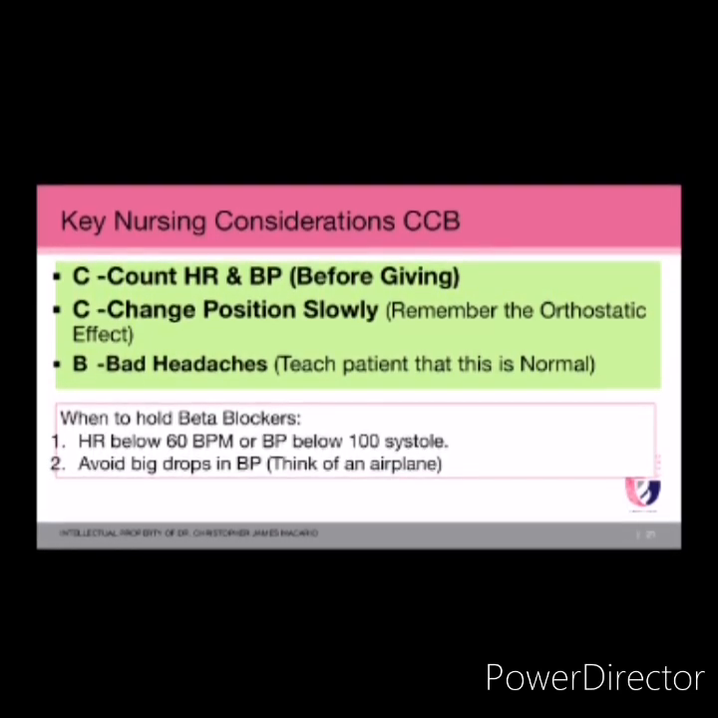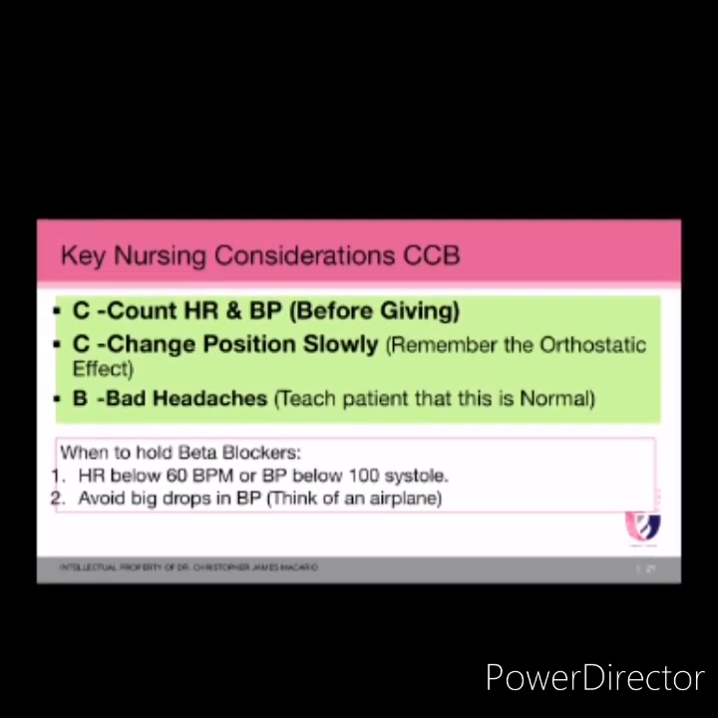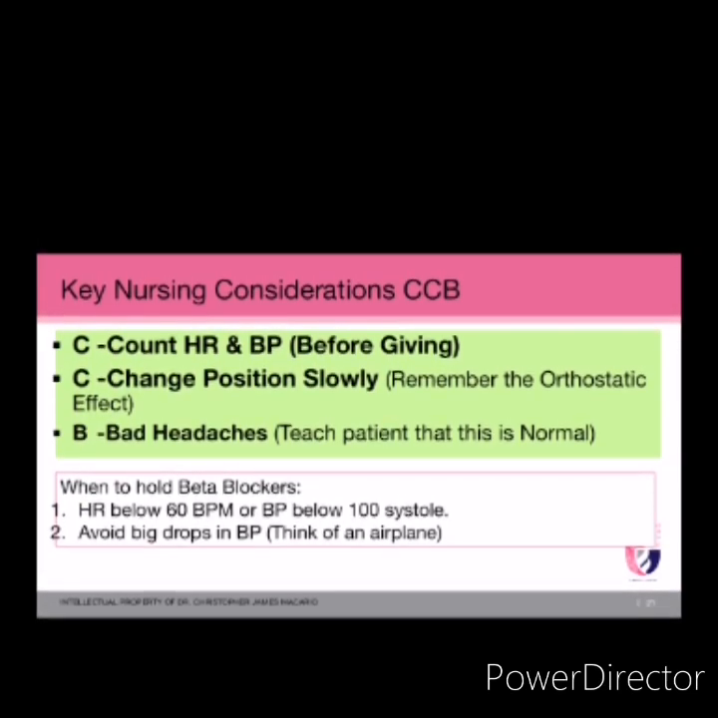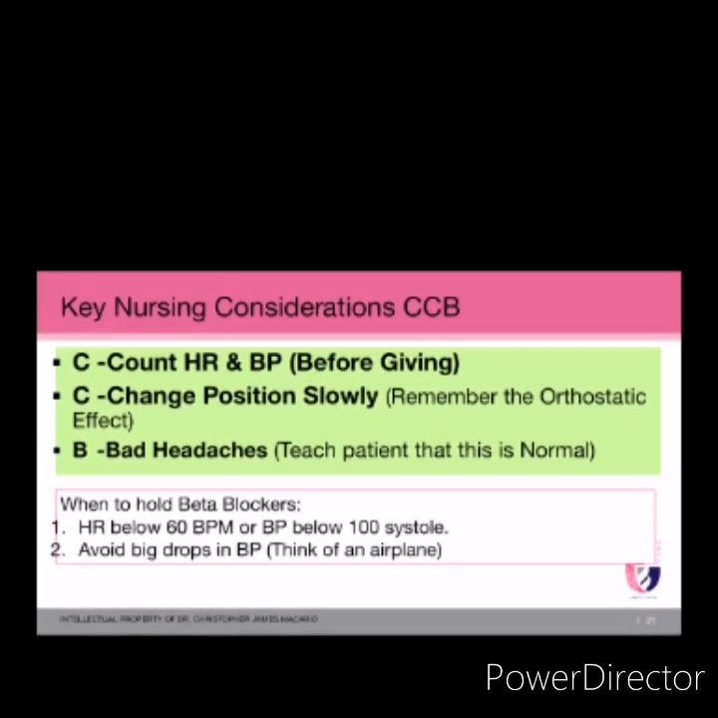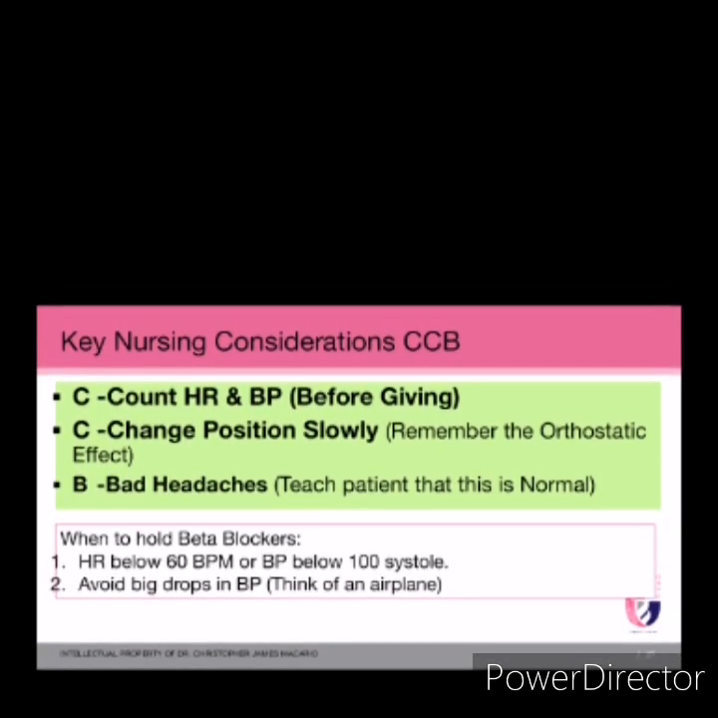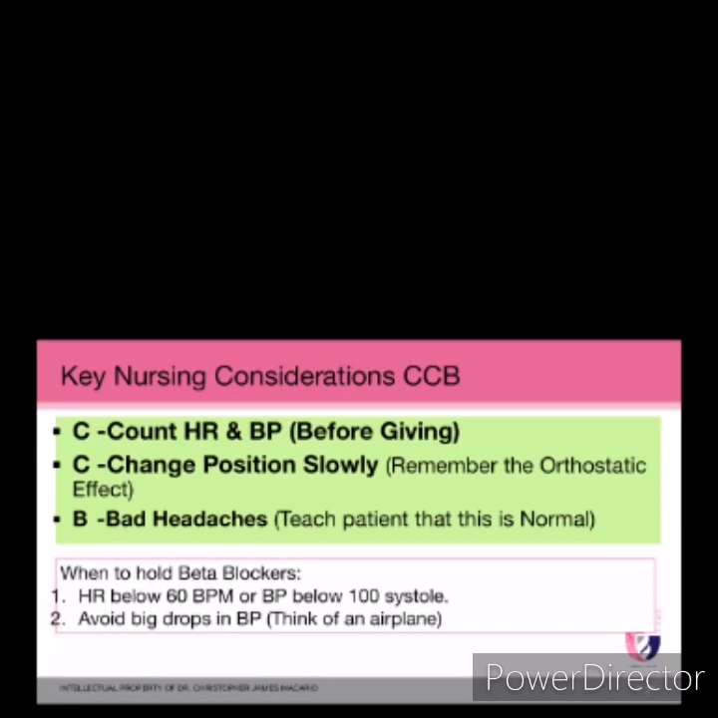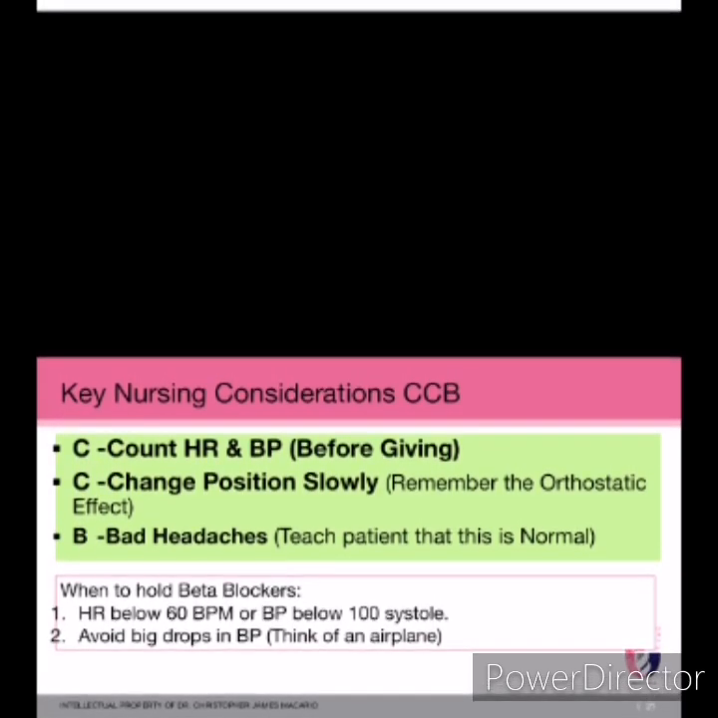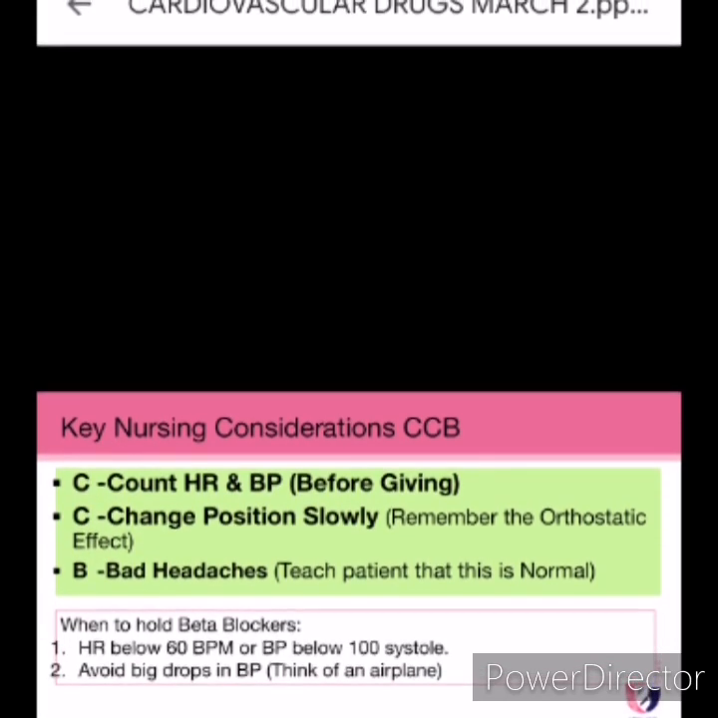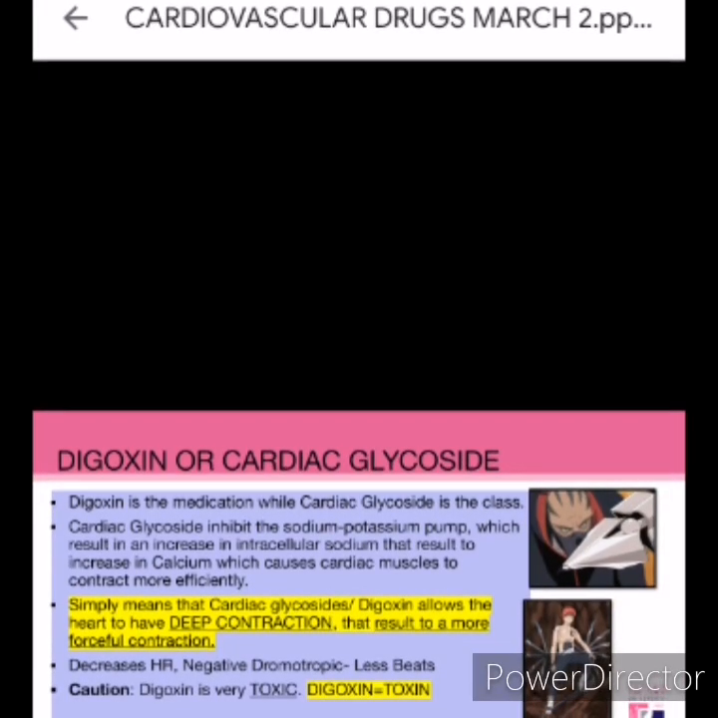Number one, the heart rate is below 60 beats per minute or the BP is below 100 systole. Bakit? Kasi nga kung ito yung makukuha natin, 60 beats per minute or mas mababa pa, or a BP with 100 systole or mas mababa pa, when we give the medication, bababa pa lalo itong mga digits na to, which is bad for the patient. Okay? Avoid big drops in BP. Remember, pinag-usapan natin yung airplane. Ang gusto natin, gradual yung pagbaba ng BP. Hindi mabilis. Just like the airplane.